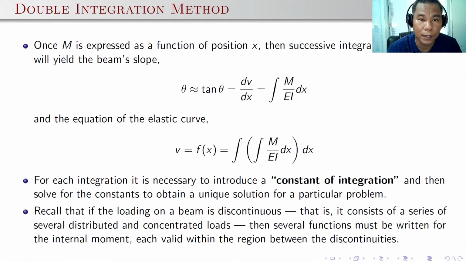Once the moment is expressed as a function of the position x, then successive integration of the equation d squared v over dx squared equals M over EI will yield the beam's slope. That is, tangent theta equals dv over dx, which is equal to the integral of M over EI dx. Take note that tangent theta is approximately equal to theta because the deflection is very small. An equation of the elastic curve is v equals f of x, which is the double integral of M over EI dx. That's why we call it the double integration method.